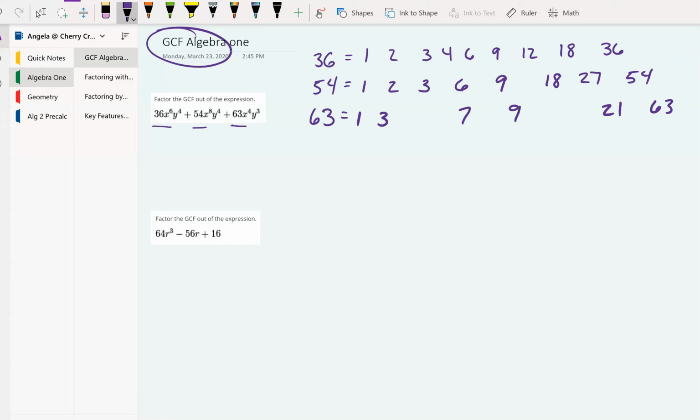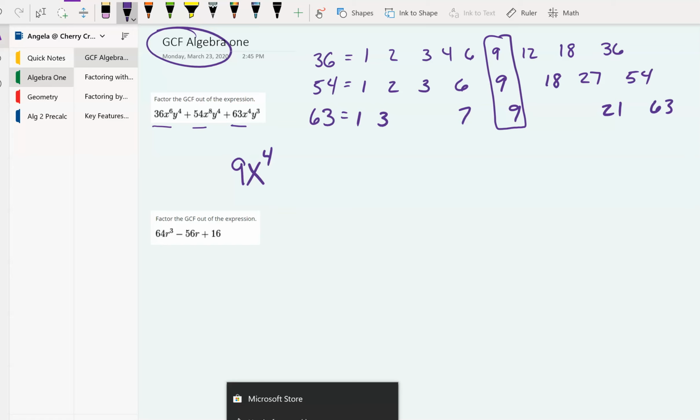Okay. So as you're thinking about what we can pull out of each of these terms, it looks like the largest that is common to all 3 is going to be this 9 right there. All right, so let's use that. Let's divide out a 9. And then we're going to also divide out the most x's that we can from each of these terms. And it looks like there's an x to the 4th here, an x to the 8th, an x to the 6th. So the most we could divide out of each term is an x to the 4th.